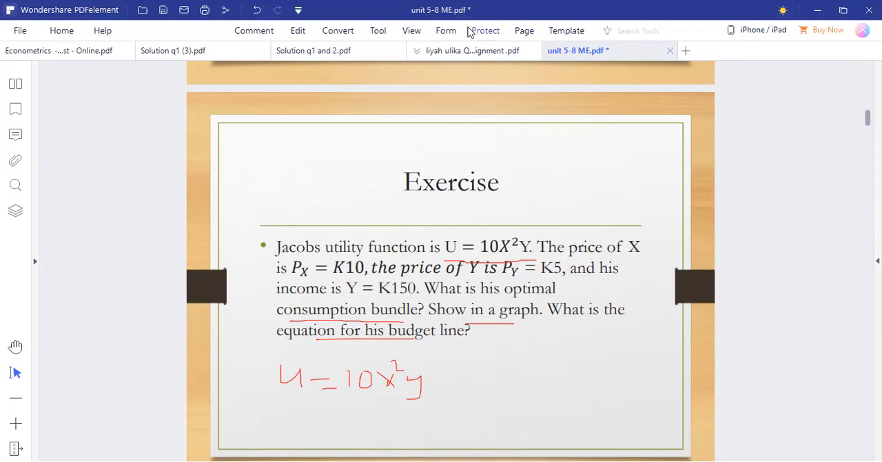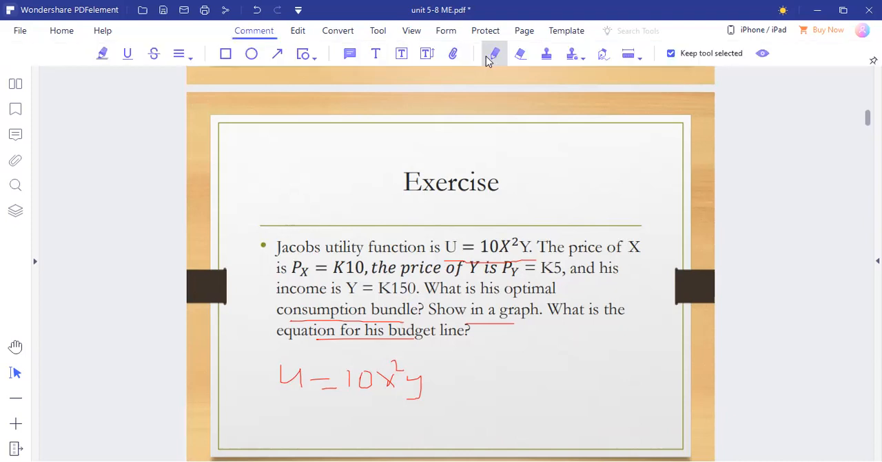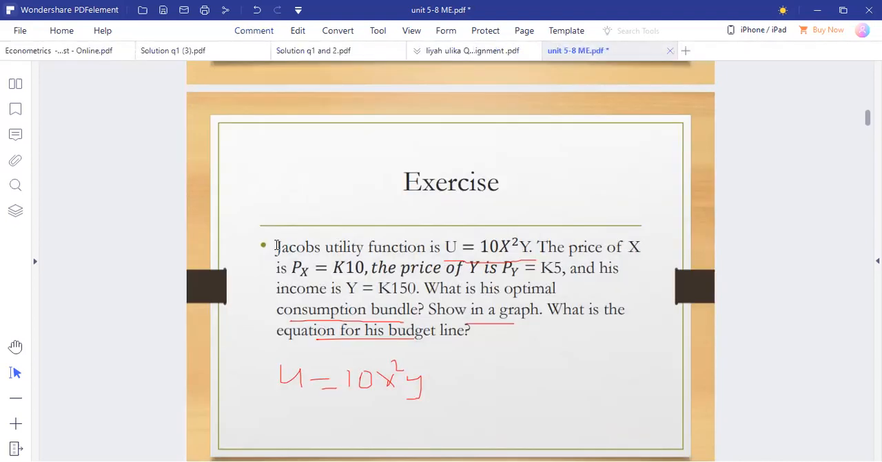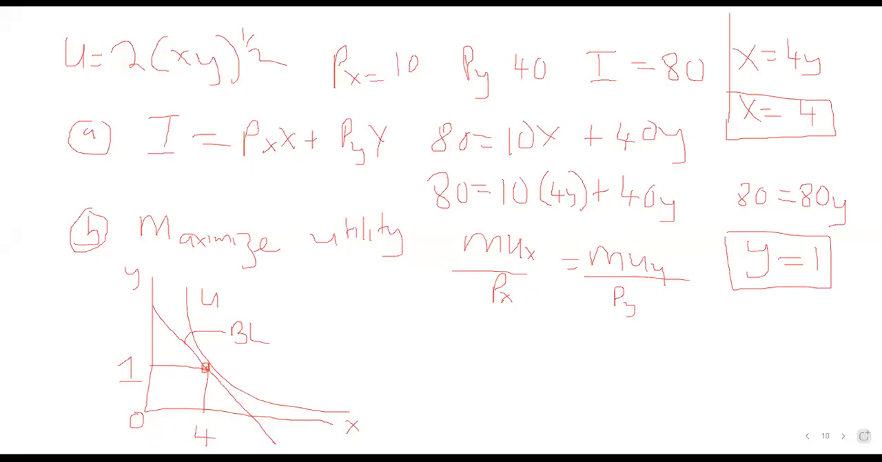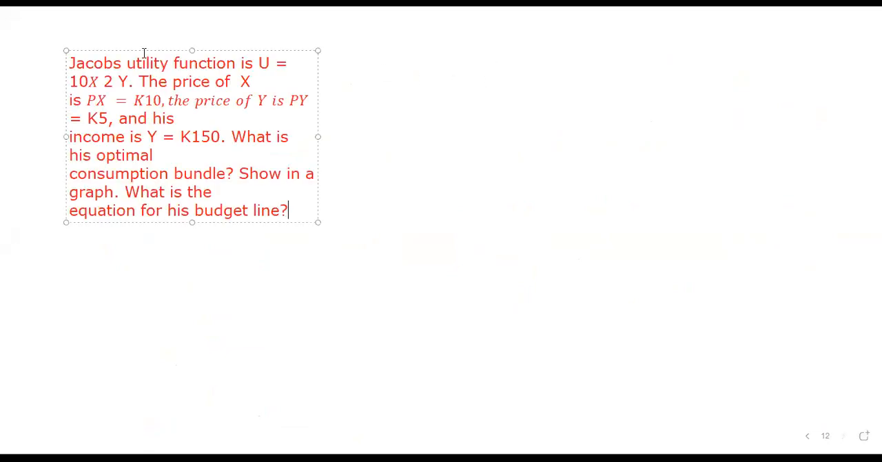So somebody help as we conclude our class. Now, as we conclude our class, what is the budget line of this very equation of Jacob? I hope I will not have to talk to myself. These people sound to be very tired. I don't know why.